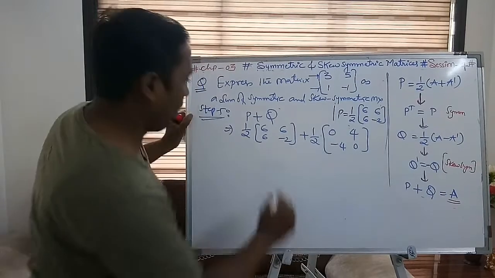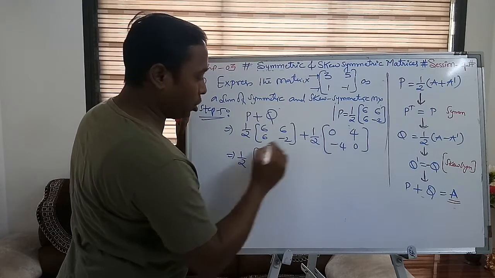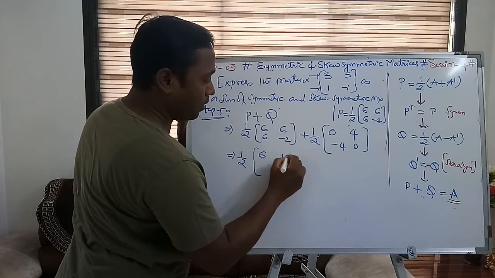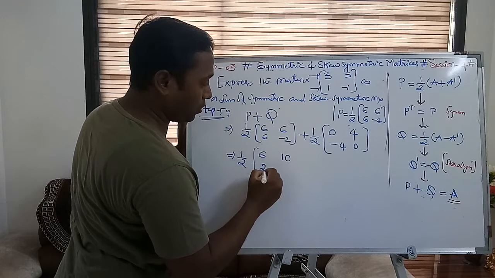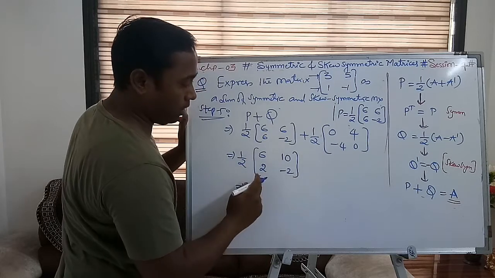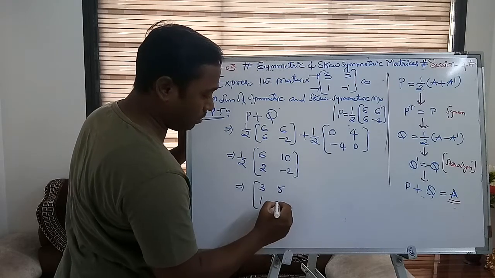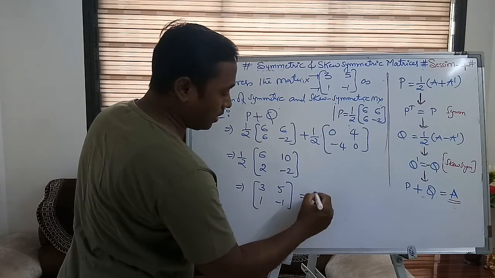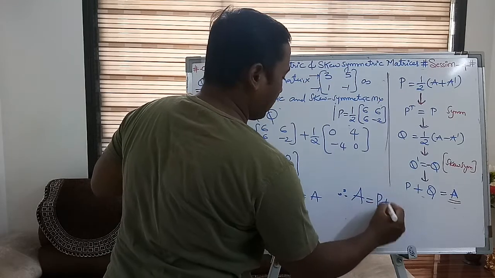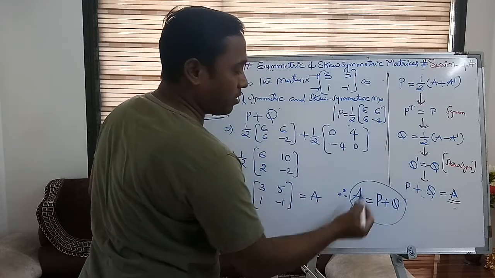Now, by taking half as a common factor and adding these two, 6 plus 0 is 6, 6 plus 4 is what? 10, and here 6 minus 4 is 2, minus 2 plus 0 is minus 2. Now by dividing the entire matrix by 2, I will be able to get 3, 5, 1, minus 1, which is equal to A. P plus Q is A. Therefore, A can be written as P plus Q. Hence, it is written as the sum of a symmetric and a skew symmetric matrix.